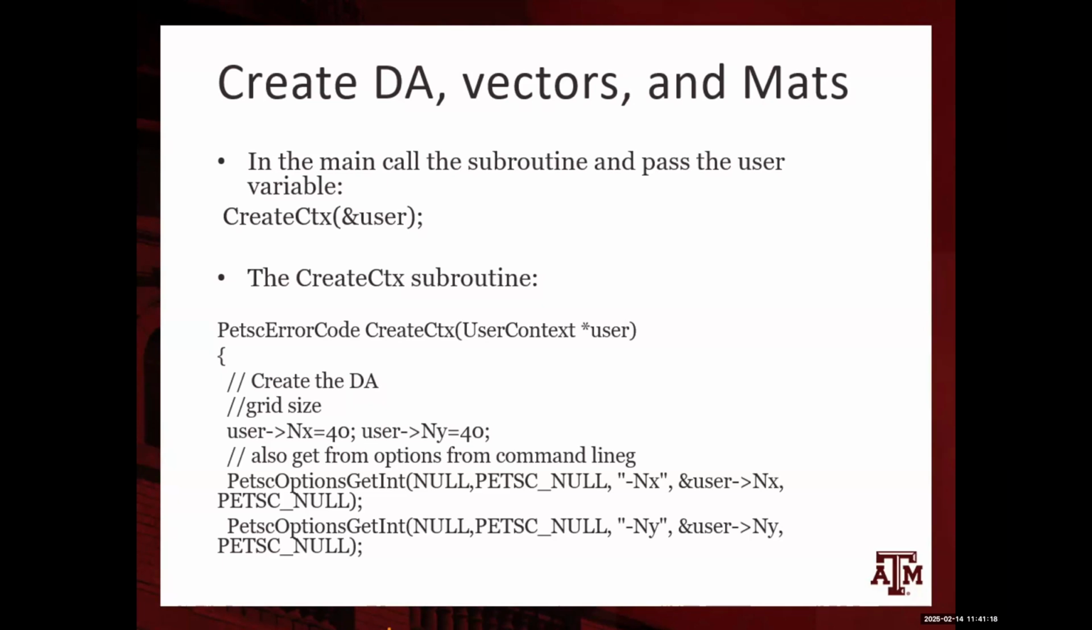What is the difference between the null and the first part and the PETSc now? It's the same. So PETSc options, again, get int, NX and NY. This is to be able to get this from the command line. All right, so copy and paste this.